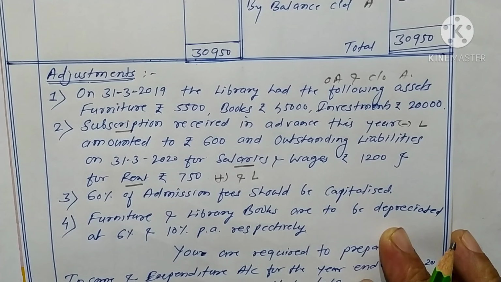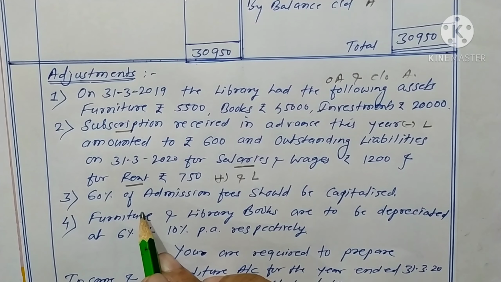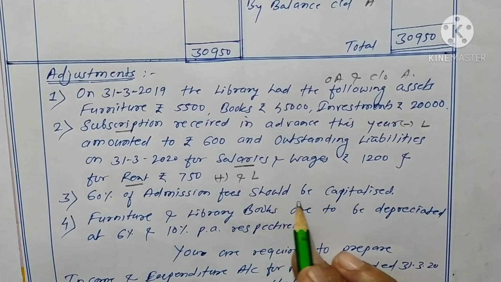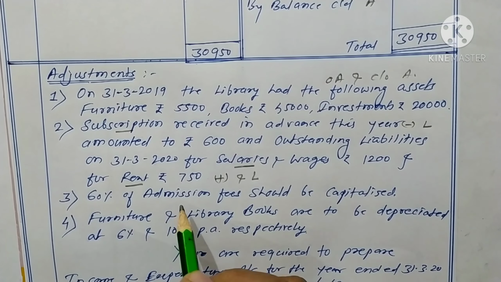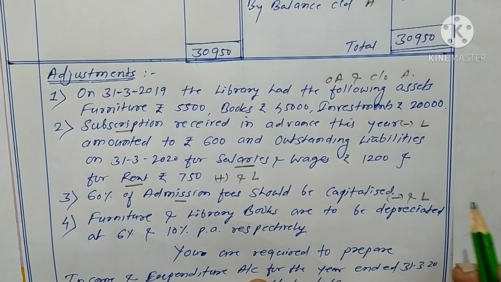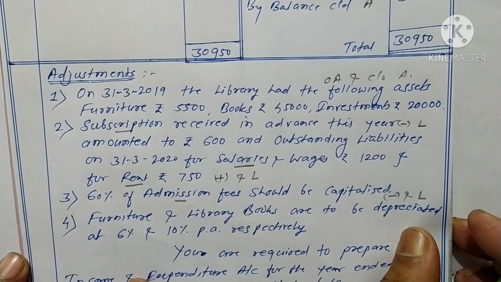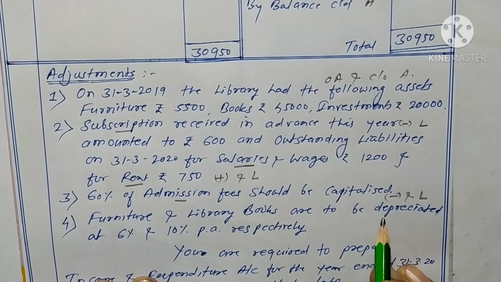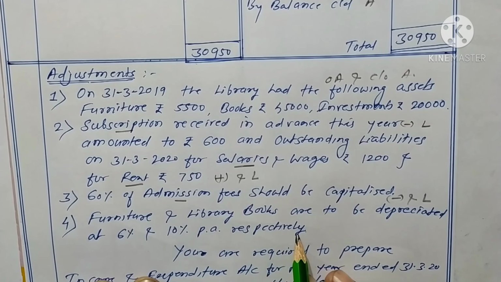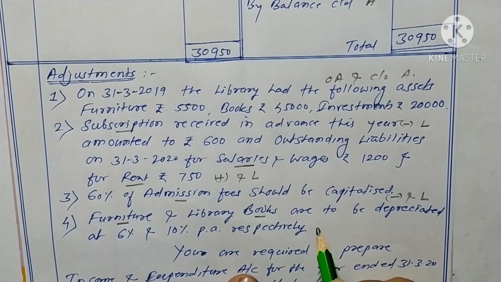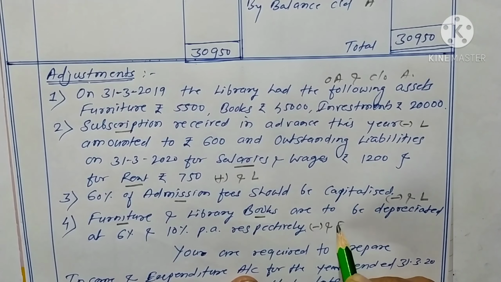Now third adjustment. Admission, 60% of admission fees should be capitalized. It is to be deducted from admission account and second paid on liability side. It is to be added in capital fund. Furniture and library books are to be depreciated at 6% and 10% respectively. It is to be deducted from furniture, library books and second paid on expenditure side.